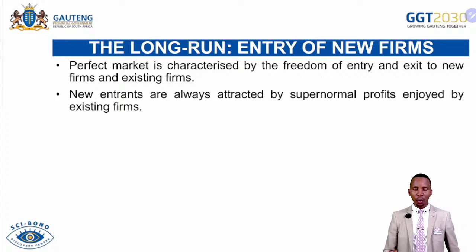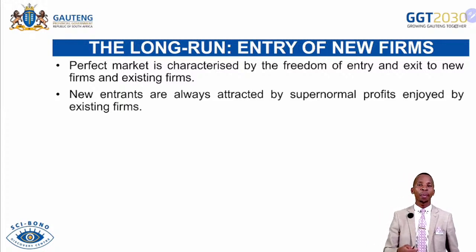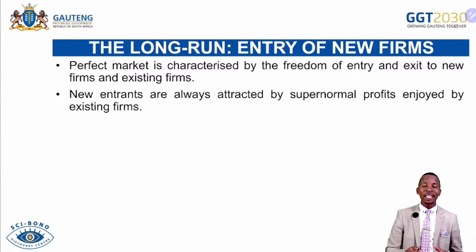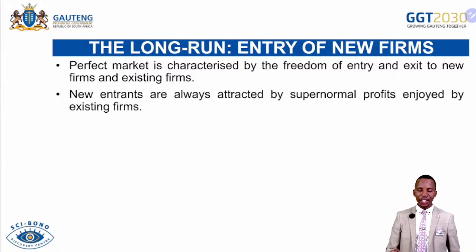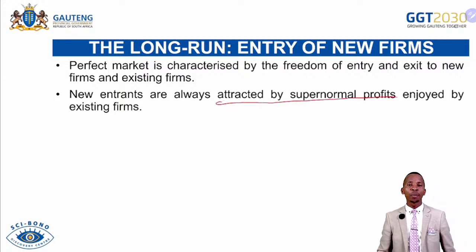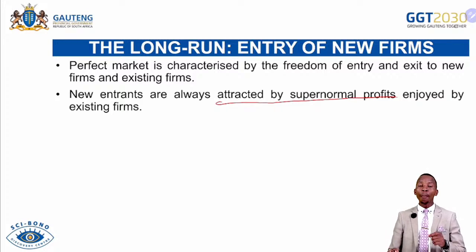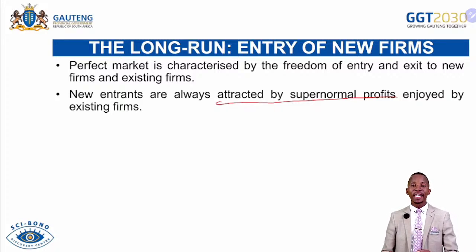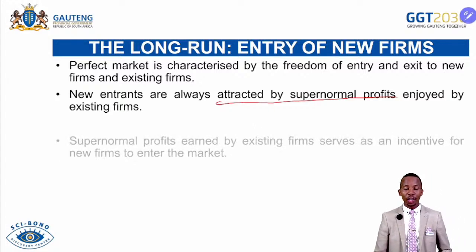So, perfect market is characterized by the freedom of entry and exit. So, firms are free to enter the market. As a result, new firms will always be free to enter the market, which will lead to the increase in output within the market or the industry. But there will be a decrease in output per individual firm because competition will have increased. New entrants are always attracted by supernormal profits. If existing firms are enjoying supernormal profit within the perfect market, new firms are always motivated to enter and compete within the market, which compromises profits of existing firms because that stretches competition even further and results in existing firms producing fewer goods within the market.